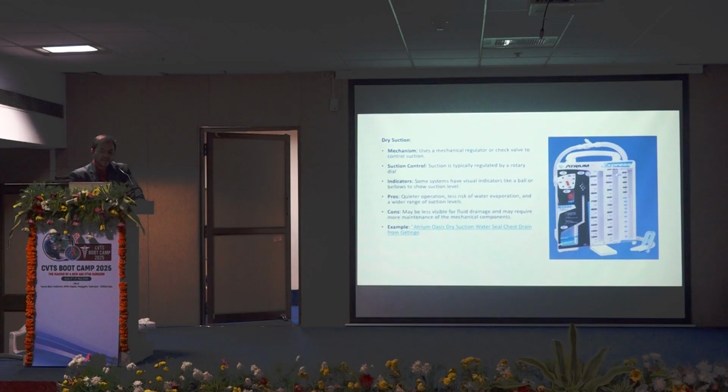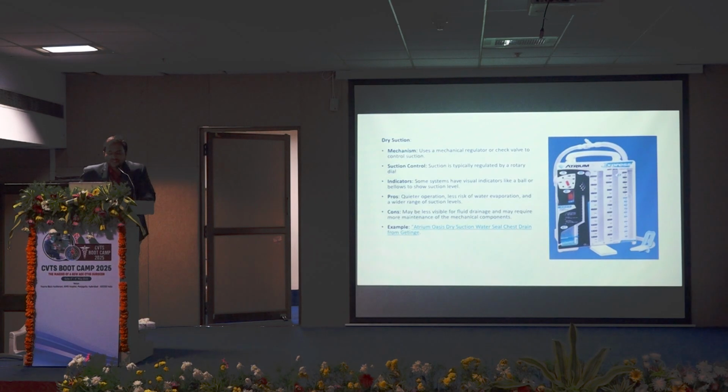Dry suction system: this uses a mechanical regulator to give negative pressure. The suction is typically regulated by a rotatory dial. Some systems have visual indicators like a ball. Here we can see a 0 to -40 level of suction, so we can keep this at the required negative suction level. Usually we keep it at -20.